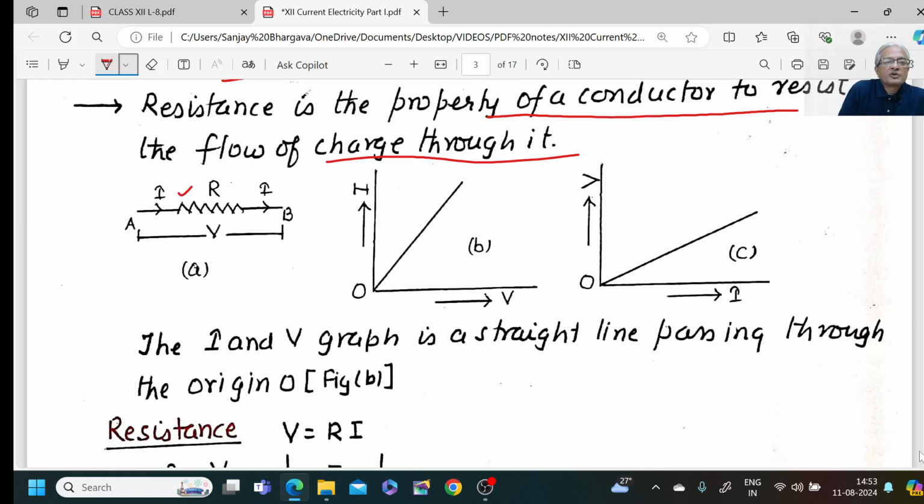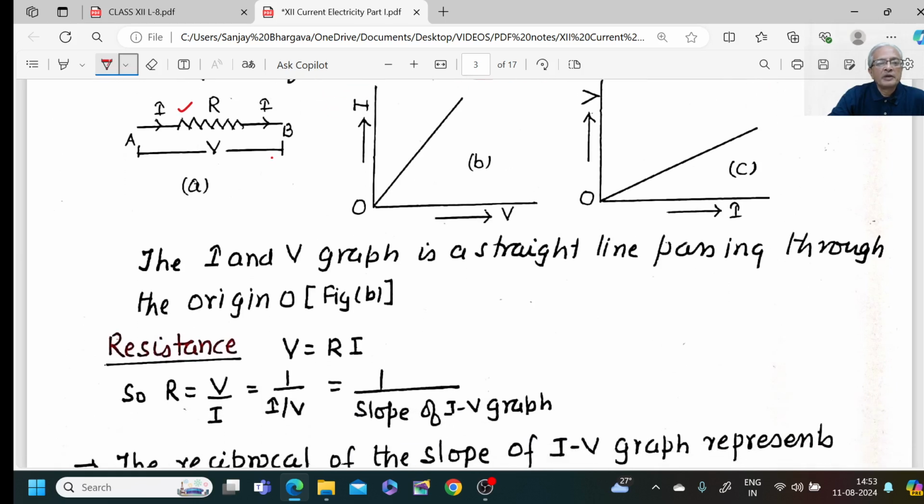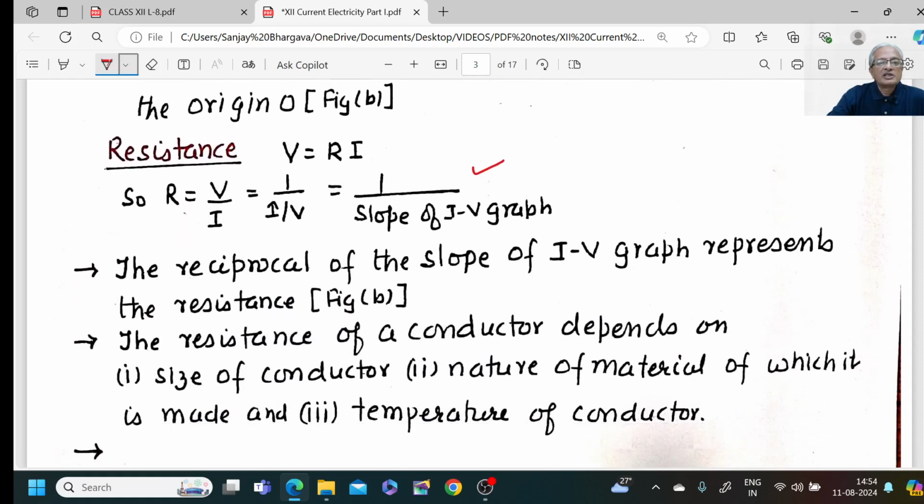Suppose I is the current flowing through it on the application of a potential difference V. Then I can always plot a graph between them, V and I. So we have two graphs here. One is between V and I, another is between I and V. The IV graph is a straight line passing through the origin O, figure B. Here V is equal to R times I, so R would be equal to V upon I, that is 1 upon I upon V, which is 1 upon the slope of the IV graph. So this is from figure B that I am calculating. Now the reciprocal of the slope of the IV graph represents the resistance.